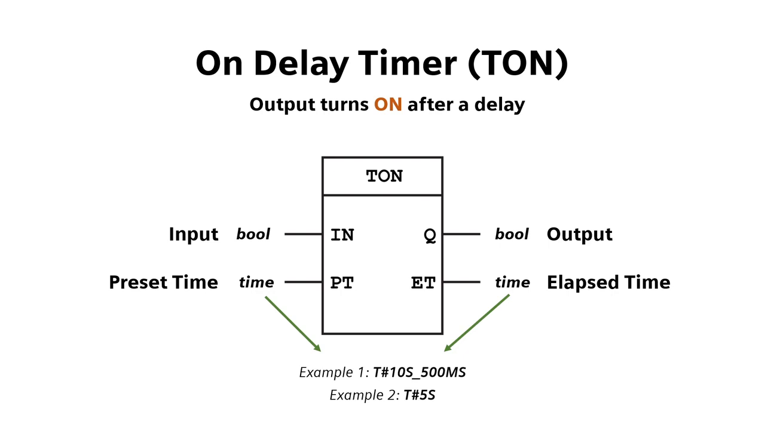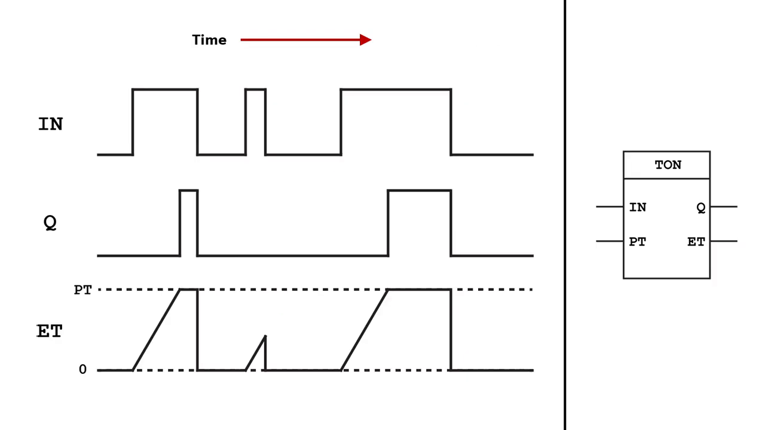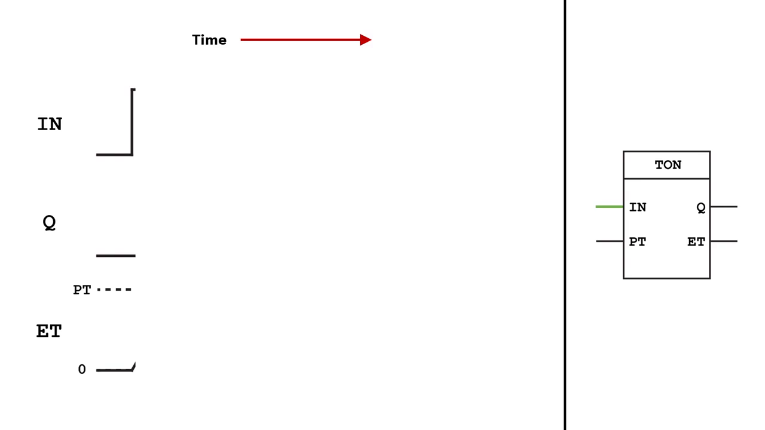So let's take a quick look at how it works. Remember that this on-delay timer turns the output on after a delay. So let's start by just turning on the input. And you can see what happens here is that the elapsed time started to count. You can see it started to go up a little bit towards the PT. After some time, the elapsed time has reached the PT, or the preset time, which was the delay for the timer. And that means that the output will also be set now.